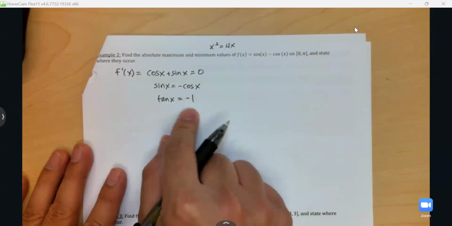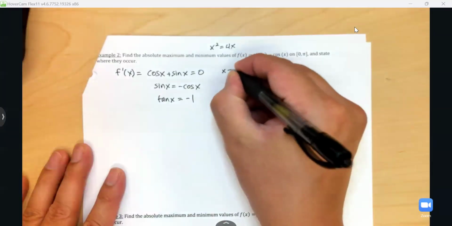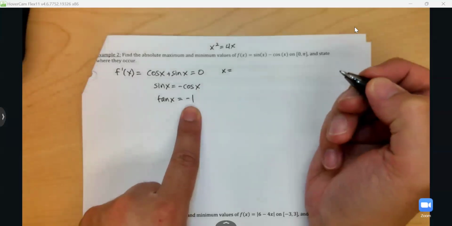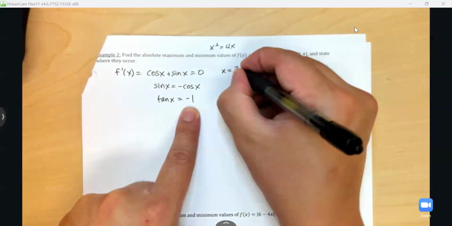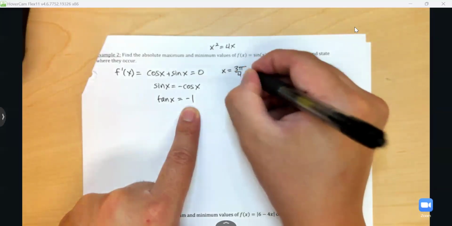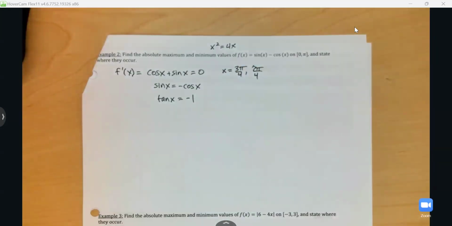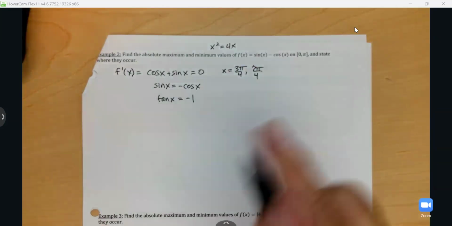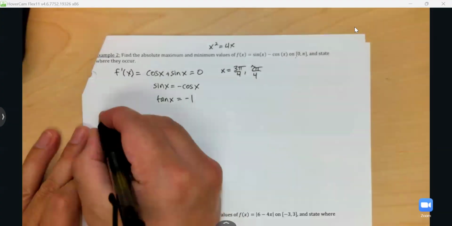Okay, so now I have to solve when this would be true. Tangent is negative in the second and fourth quadrants, so x equals 3 pi fourths and 7 pi fourths. Now that I've found the critical points, you want to combine these with your endpoints and create your candidates chart.